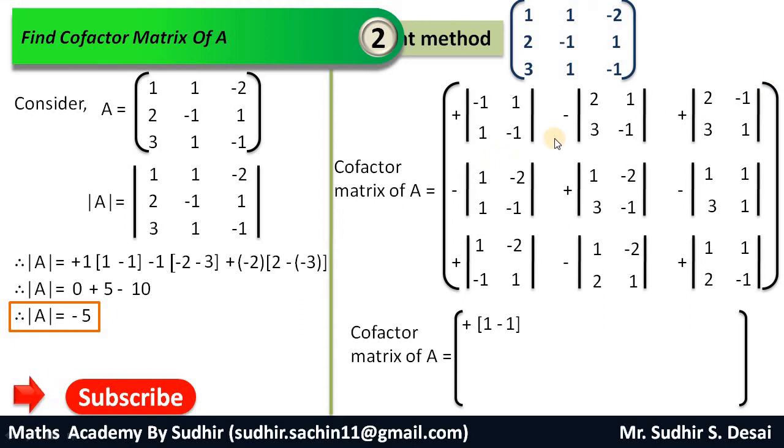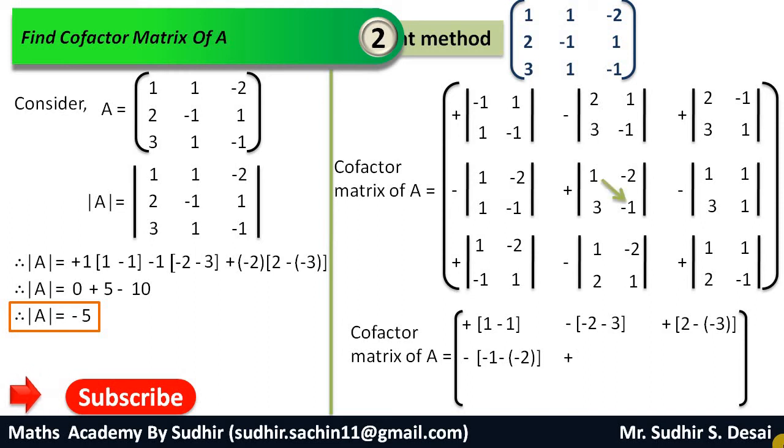Next, minus, expansion, 2 into minus 1 is minus 2, middle sign minus, 1 into 3 is 3, plus 2 into 1 is 2, middle sign minus, minus 1 into 3 is minus 3. Now come to the second row, sign again minus, expansion 1 into minus 1 is minus 1, middle sign minus, minus 2 into 1 is minus 2.